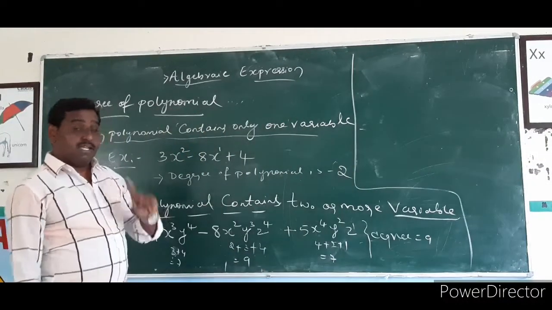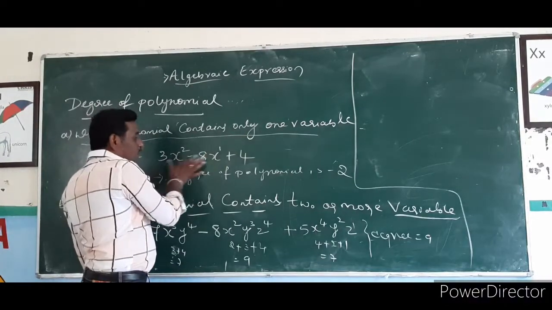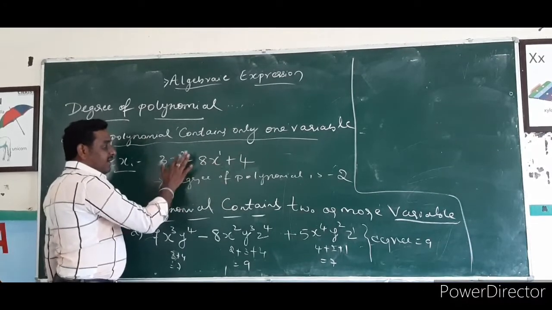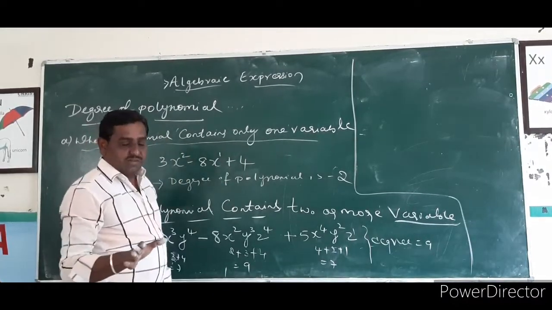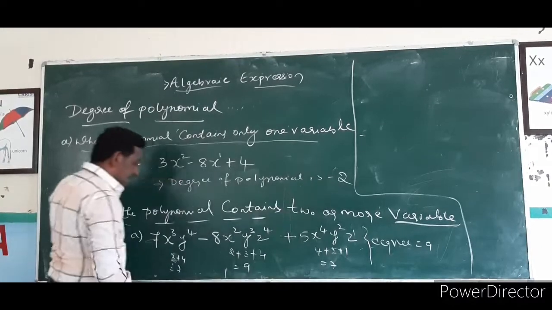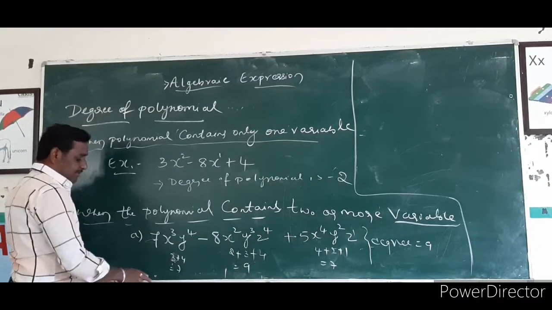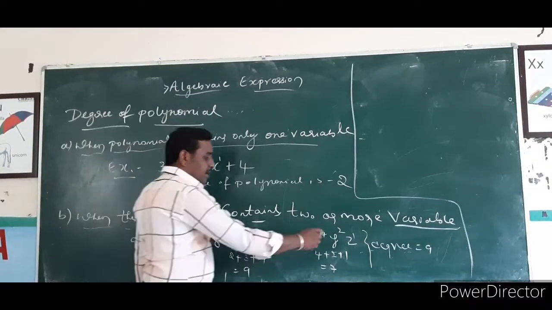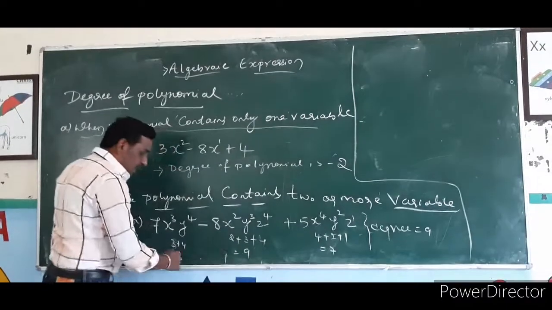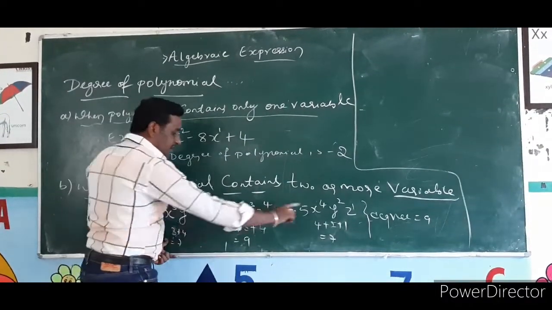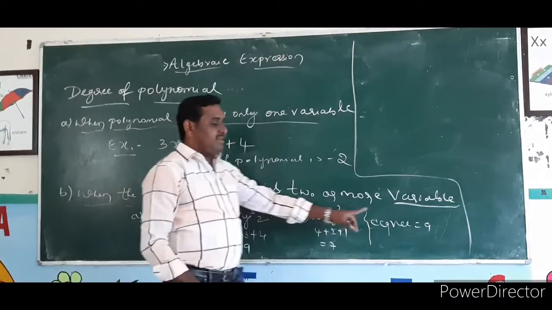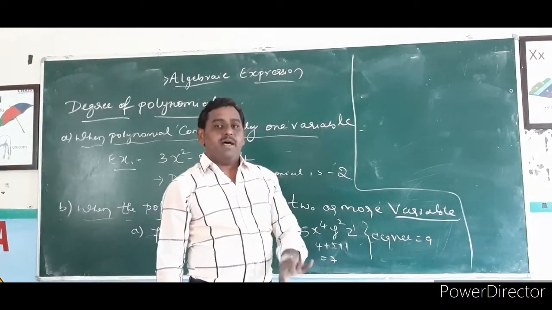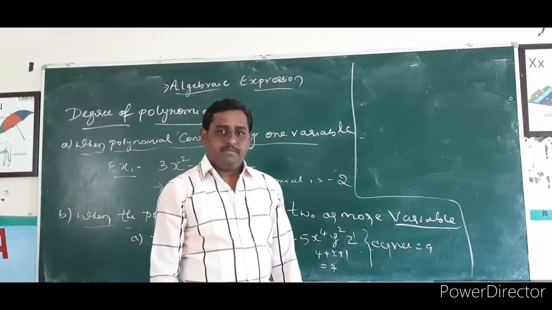Don't get confused. Once again I am repeating. If you are considering one variable, so in the algebraic expression throughout only one variable is there, the highest power is the degree. If two or more variables are there like this, in one algebraic expression, you should add the powers of the first term, add second term powers, add third term powers, and check which is highest among the three terms. 9 is highest. That's why 9 is the degree of the polynomial. This way we find the degree of the polynomial.